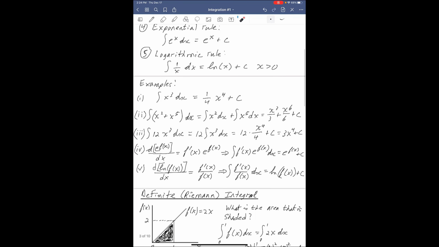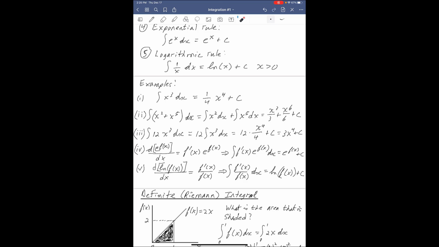Okay, so some examples. The integral of x cubed is simply 1/4 x to the 4th plus the c. The integral of x squared plus x to the 5 is simply equal to the integral of x squared, which is x cubed over 3, plus the integral of x to the 5, which is x to the power 6 over 6, and again this constant. Third, the integral of 12x cubed, we can bring the 12 on the outside here, and we get 12 times the integral of x cubed, which is 12 times x to the power 4 over 4 plus c, and that gives us 3x to the power 4 plus that c.